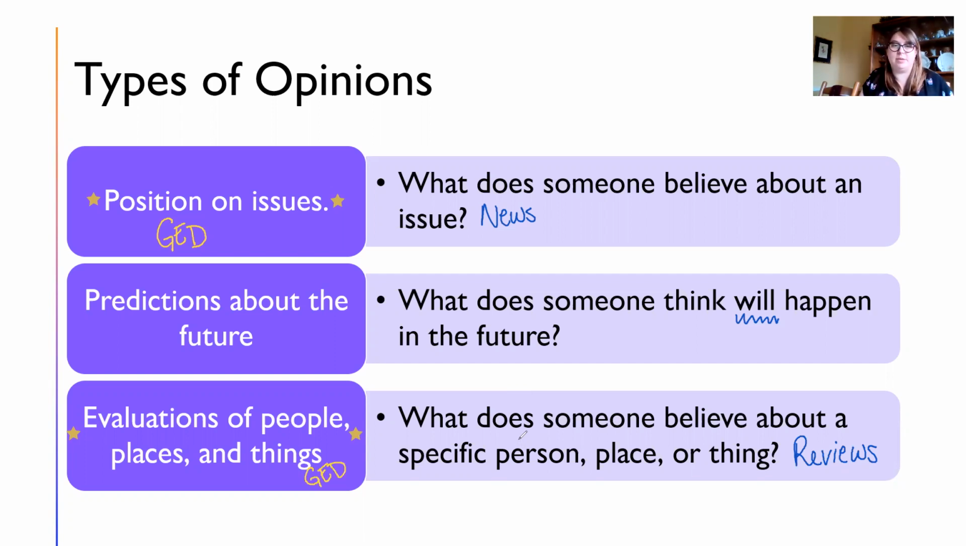So our three types of opinions, we see them all over the place and we use them quite frequently. The key takeaway, what we really want to remember, is that when you are reading for your GED test and doing GED readings, positions on issues and evaluations of people, places, and things are going to be the most common types of opinions that you see.